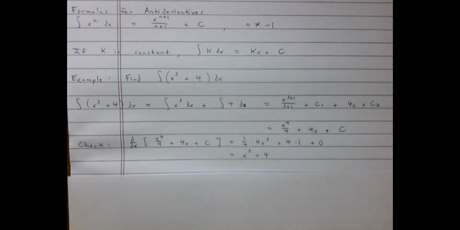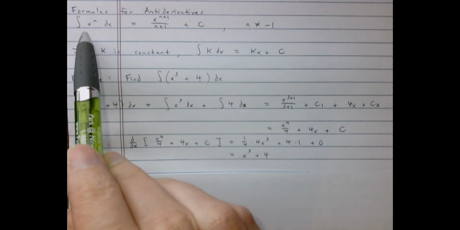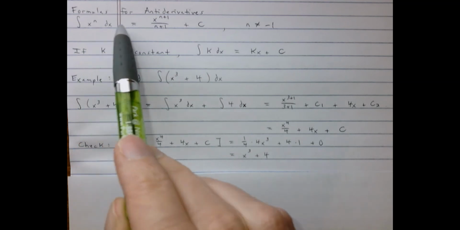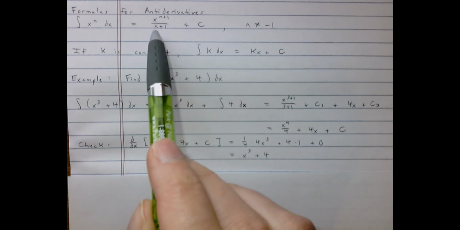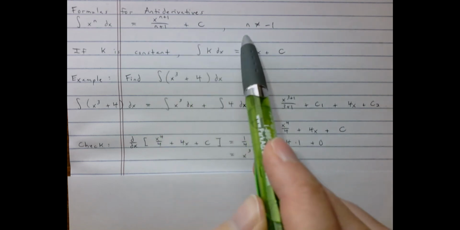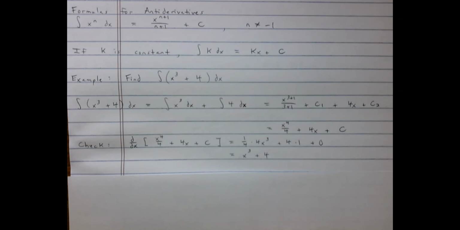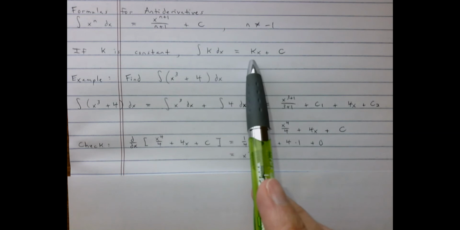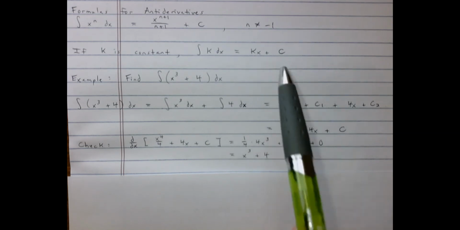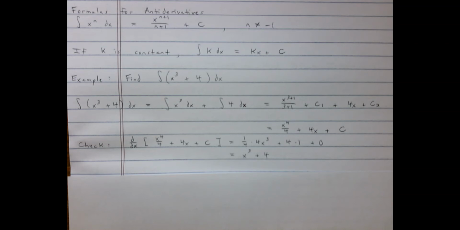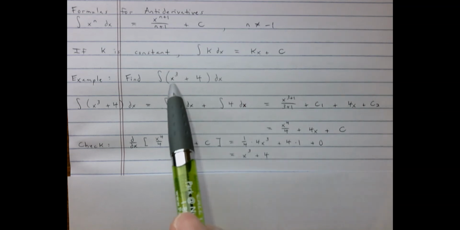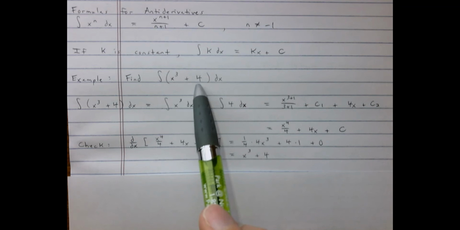Just like we had a collection of formulas for derivatives, we can now come up with antiderivative formulas. For example, the antiderivative or indefinite integral of x to the n is x to the n plus 1 over n plus 1 plus c, provided n is not equal to negative 1. And if k is a constant, the integral of k is kx plus c. So let's look at this quick example. Find the indefinite integral of x cubed plus 4.